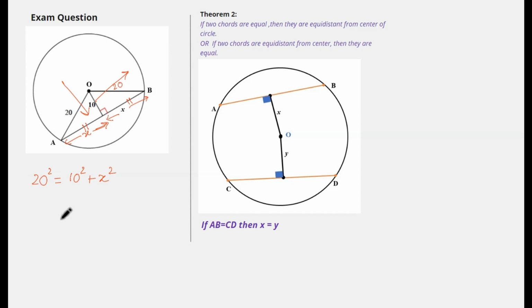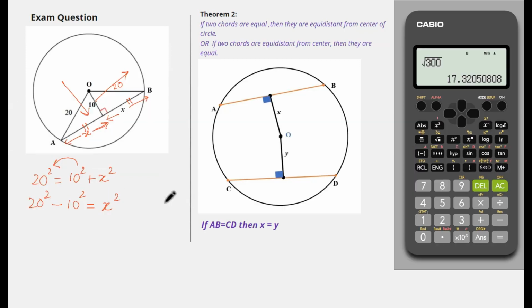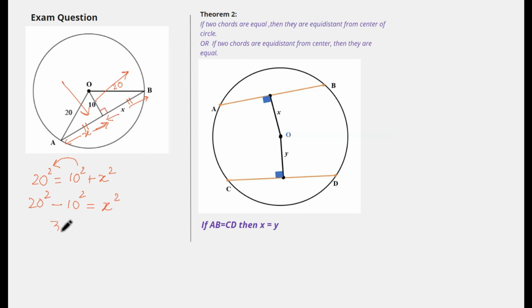So let's do a bit of calculation and then subtract 10 squared from both sides. So this becomes 20 squared minus 10 squared equals x squared, as 10 squared will be eliminated. Either you shift 10 squared to this side and subtract it, or you subtract 10 squared from both sides. Now let's use a calculator to do a bit of calculation. So 20 squared minus 10 squared equals 300. So 300 equals x squared.